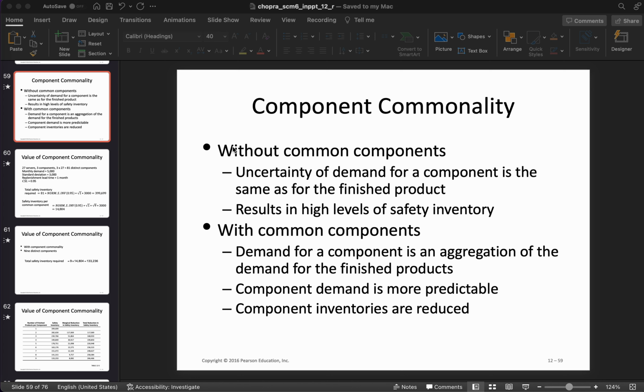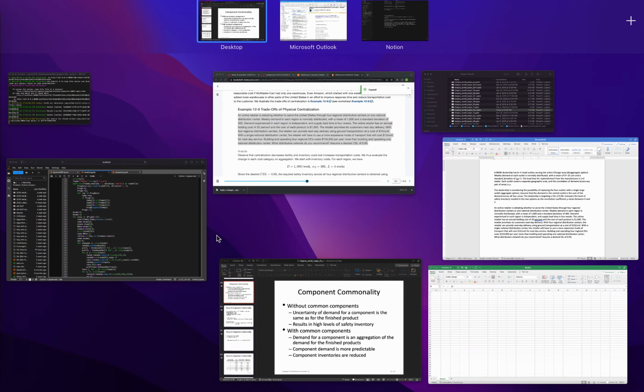If you have manufacturing without common components, uncertainty of demand for each component is the same as that for the finished products, and this usually results in high levels of safety inventory. But with common components, because you can aggregate the demand for a component, usually the demand for components will be more predictable, standard deviations will be lower, and so the safety inventory will also be lower, right? So let's look at an example from the textbook here.